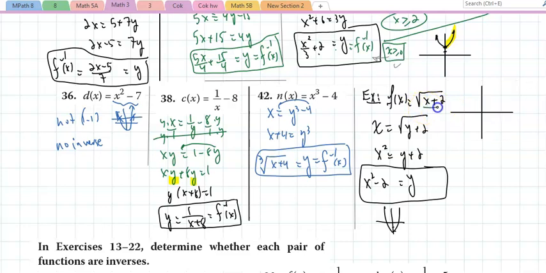And to graph the original, I'm going to pick x and y. Where does the inside equal 0? When I put negative 2 in there, I get 0. If I move again, the domain is x plus 2 is bigger than or equal to 0.